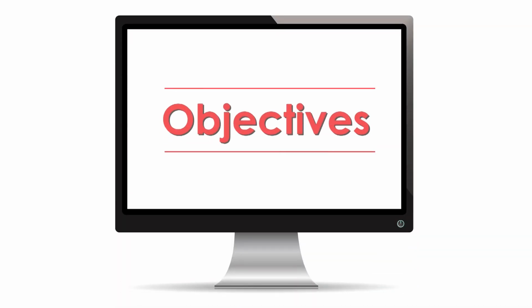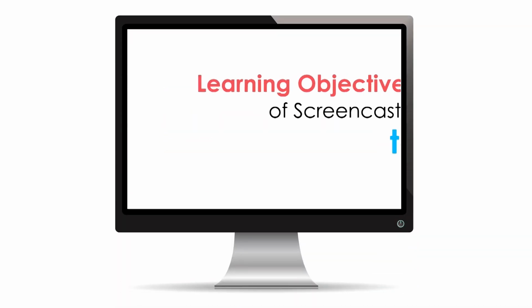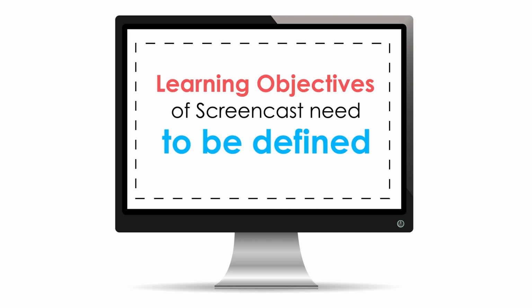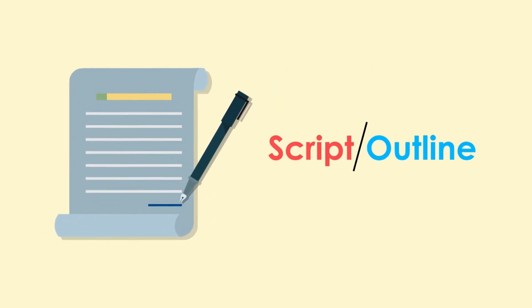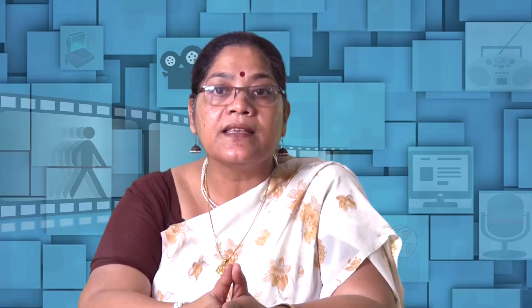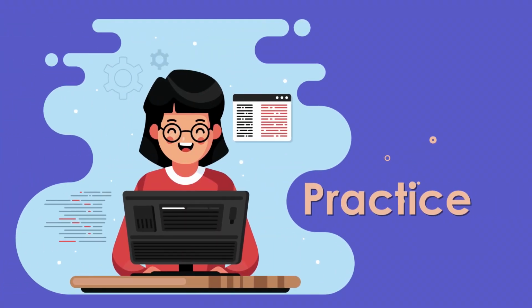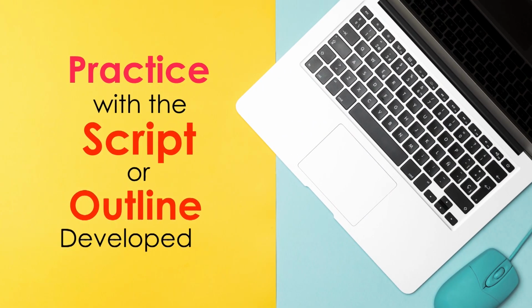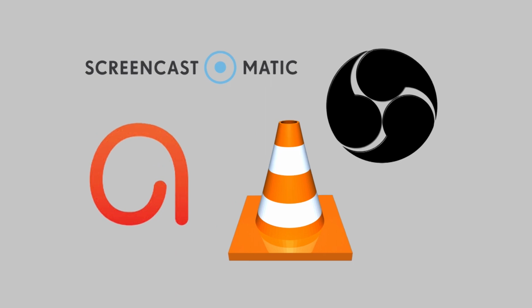The second point is objectives. Learning objectives of a screencast need to be defined. Script or outline. You must write a script or an outline for making an effective screencast. You must practice. The fourth point is practice. It always helps to practice according to the script or the outline you have developed. You must record after that on your selected software.